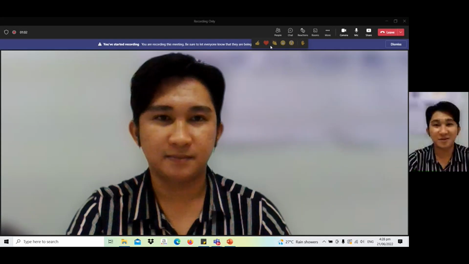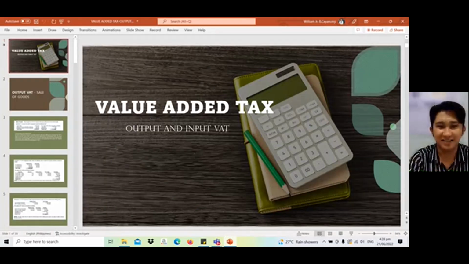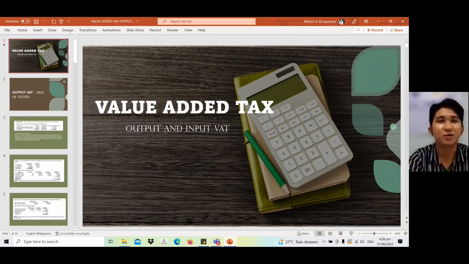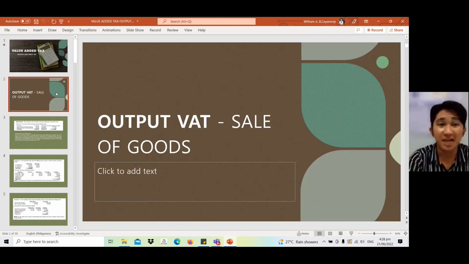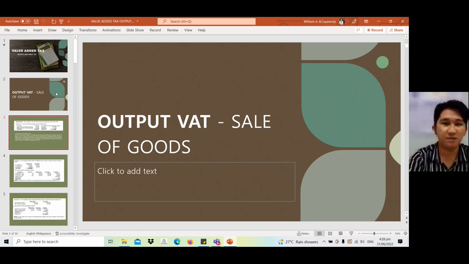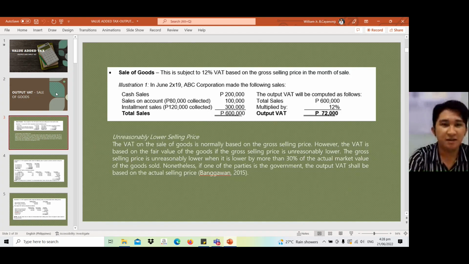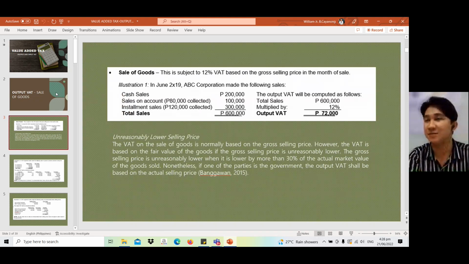We are now on the topic value added tax. In this part, I would like to discuss the output VAT of sale of goods. Now, here is the background. Kapag sale of goods po tayo, this is subject to 12% VAT. That is based on the gross selling price in the month of sale.